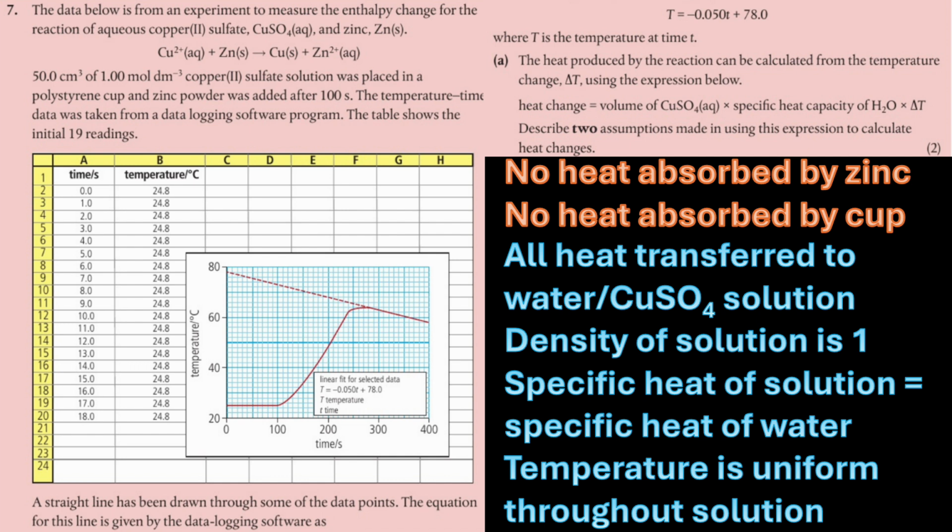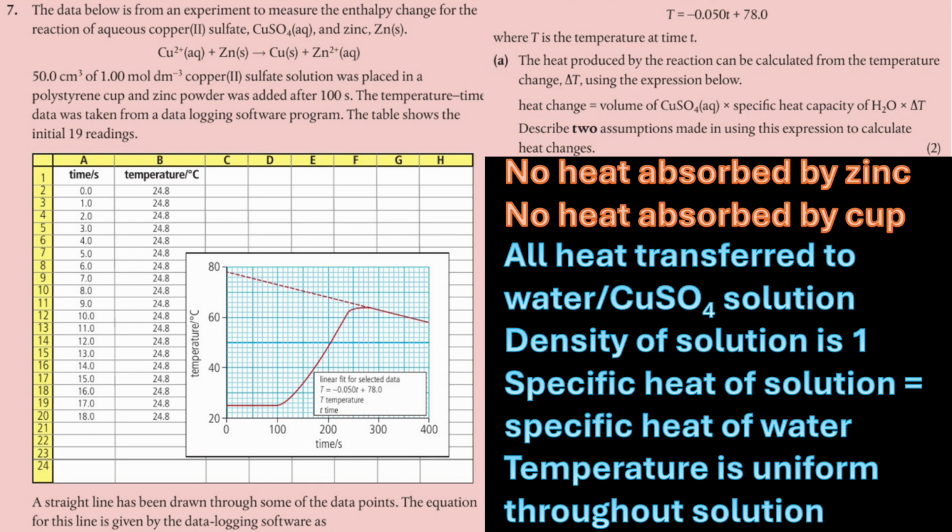Describe two assumptions made by using the expression to calculate heat changes. So here we're looking at the volume of copper(II) sulfate for our Q and the specific heat of water. And so we're not talking about the heat that is absorbed by the zinc or the heat that is absorbed by the cup. Those are not in your calculations. So those would be the first two things I would think of, and since it asks for two assumptions, that's what I would describe. But we could also talk about the assumption that all of the heat was transferred to the water and the copper(II) sulfate.